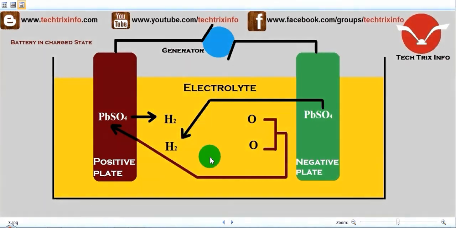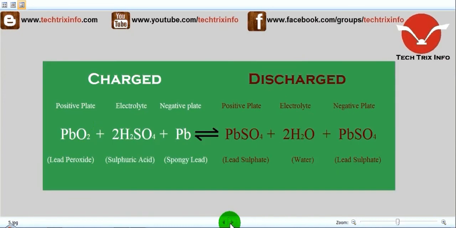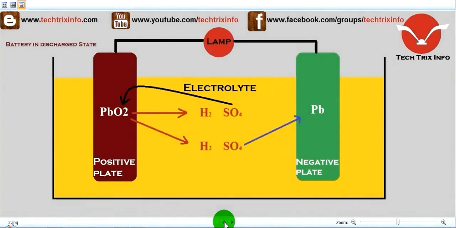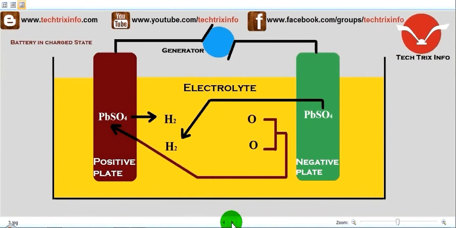So finally, during charging, on the positive plate, that means the anode, we will be having PbO2, that means lead peroxide, and the electrolyte is sulfuric acid, and on the negative plate we will be having spongy lead. So this is the chemical reaction happening inside a lead acid battery. This is how a lead acid battery actually functions. I believe you got an idea about the chemical reaction in a lead acid battery.